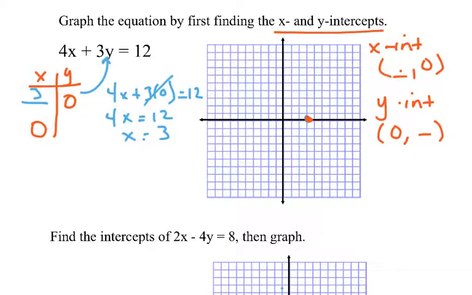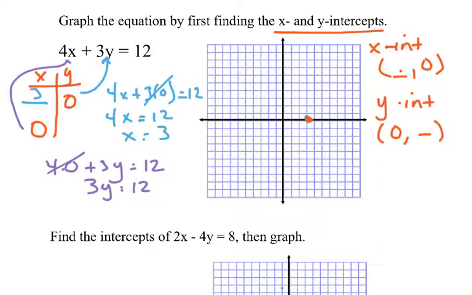All right, then to find our y-intercept, we're going to put a 0 in for x. So 4 times 0 plus 3 times y equals 12. 4 times 0 is 0. So 3y equals 12. And dividing out a 3, we'd get y equals 4. So again, plotting that point, (0, 4), we want to go up to the 4 on our y-axis and put a dot. And then it's just a matter of connecting those two dots and making a line.